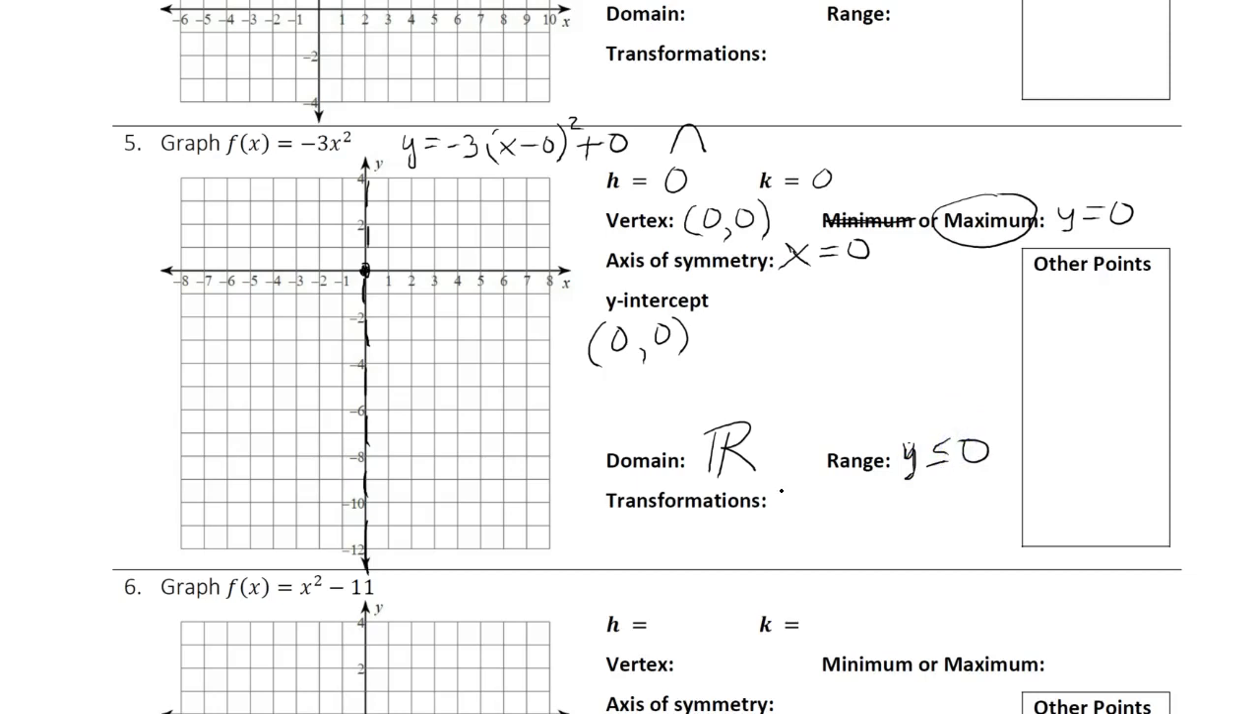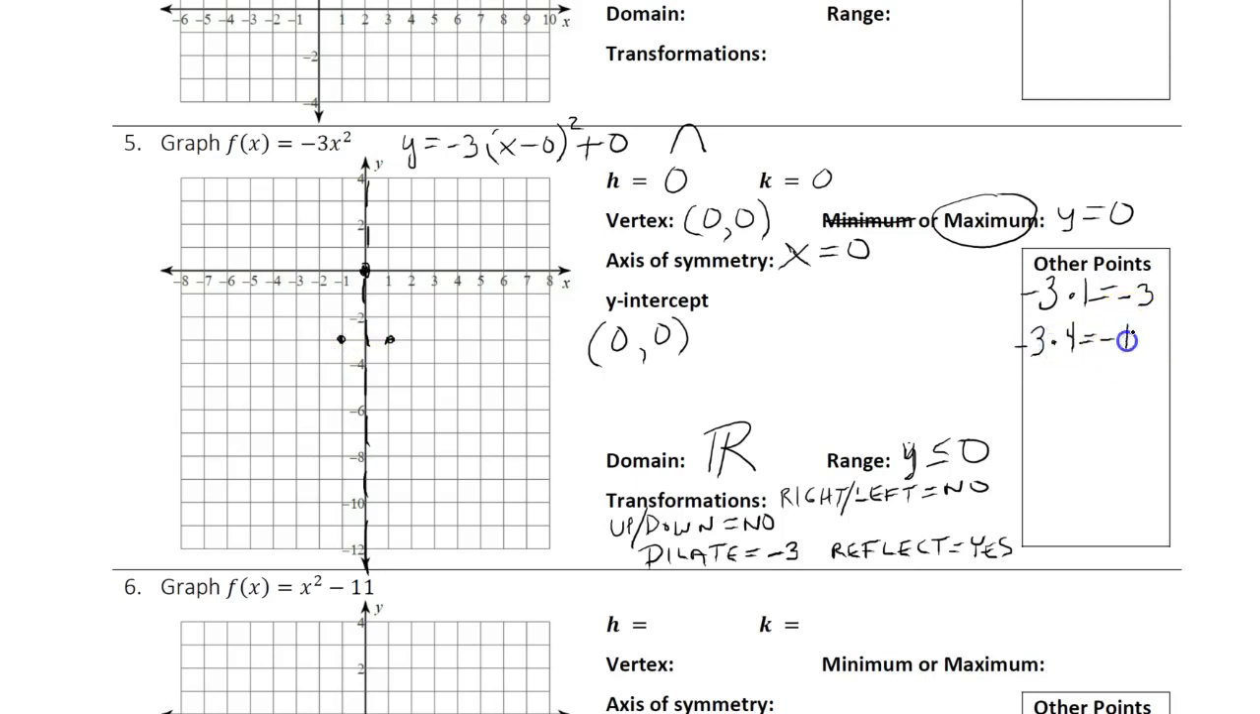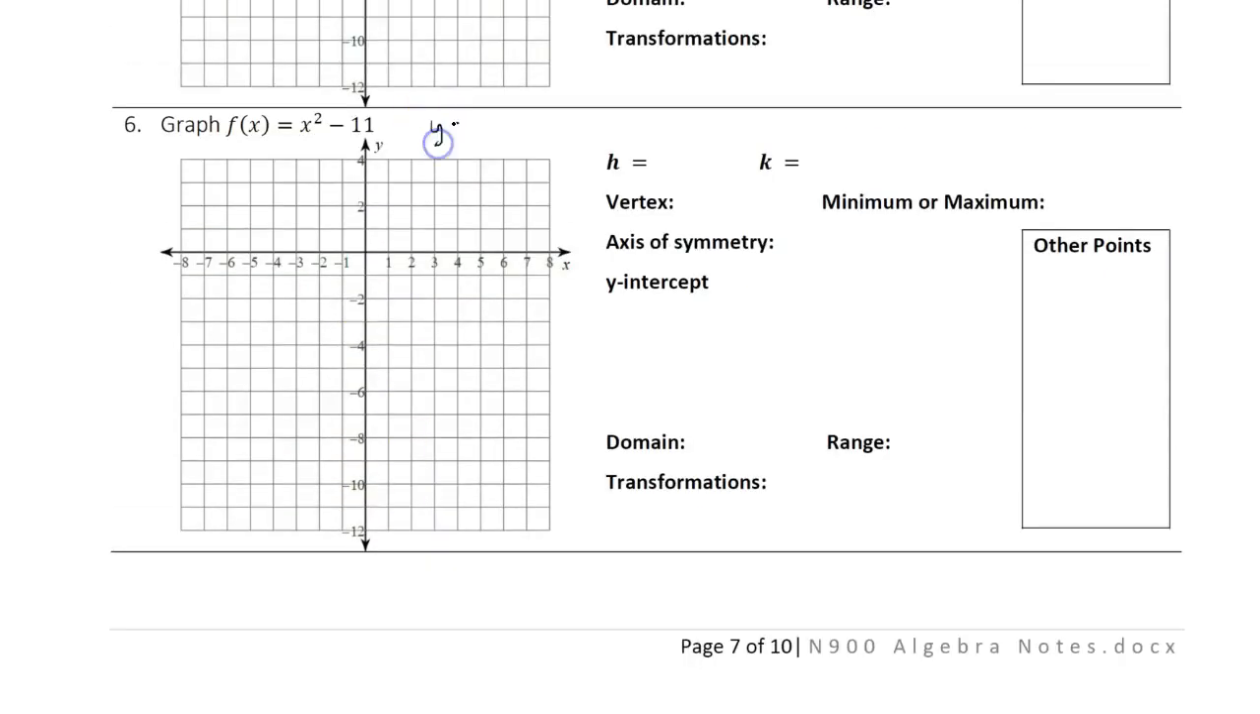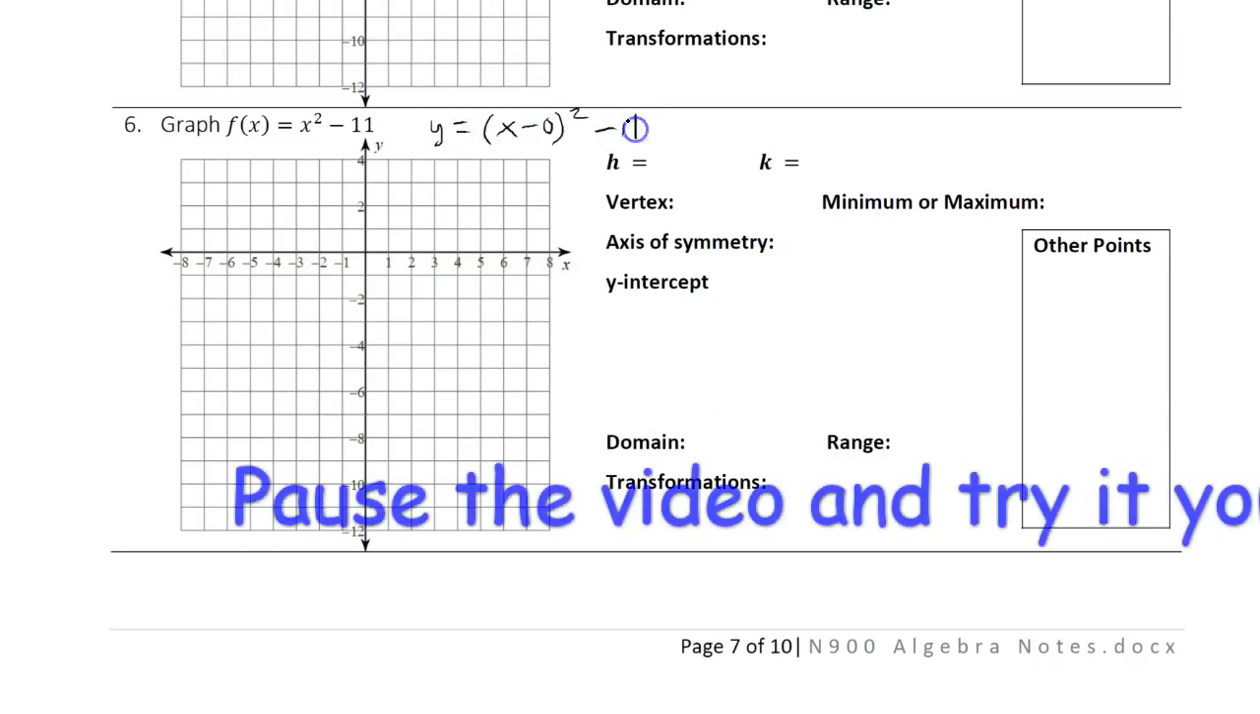The transformations have no movement right or left and no movement up or down, since the vertex is at (0, 0). The graph is dilated, or stretched, by a factor of 3, and because A is negative, it opens downwards, so it is reflected. To find the other points, follow our pattern. -3 times 1 is -3, so over 1 and down 3. -3 times 4 is -12, so over 2 and down 12. Draw a smooth curve. In this case, once again, the parentheses is missing. Replace it with (x minus 0) squared and proceed. Pause the video here and try it yourself.